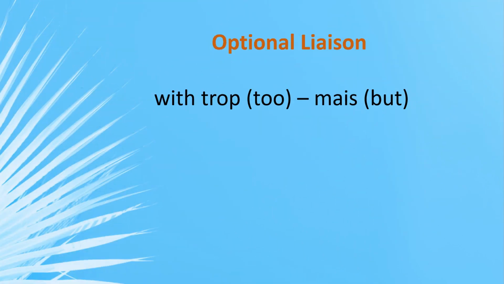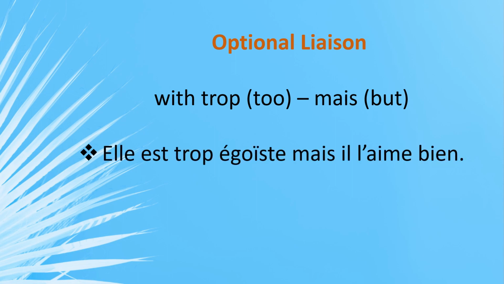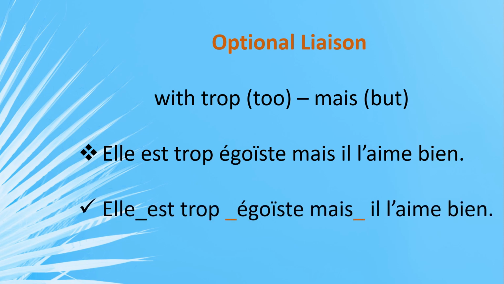Now, optional liaisons with trop or mais. Optional means that you can make the liaison if you wish, or you don't if you don't want to. Here's a sentence. Tell me where the liaisons are. Okay, so my version is elle est trop égoïste, mais il aime bien. So in this one, you can say trop égoïste, mais il, as you like. I prefer to link everywhere.